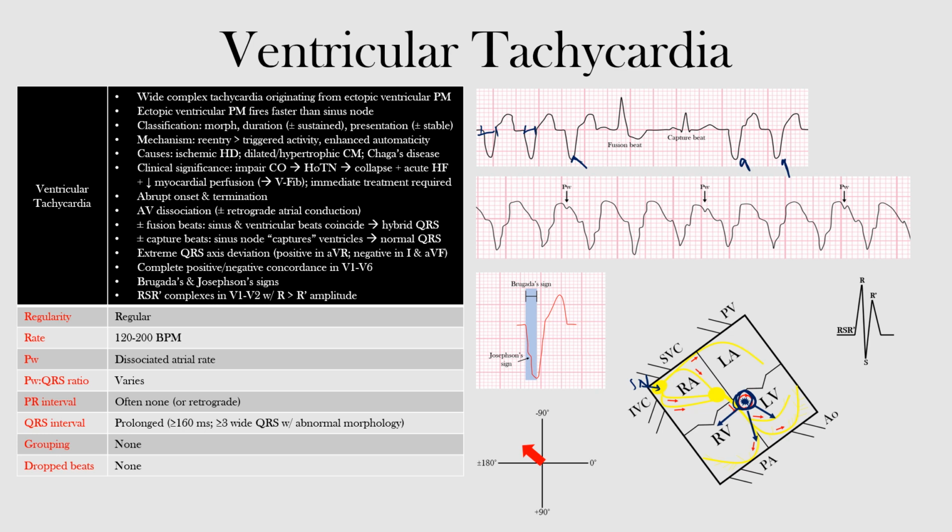Okay, so in terms of mechanism of VTAC, there are 3 main mechanisms. Okay, so we said 3 classifications, now 3 main mechanisms. The first is re-entry, which is the most common mechanism. The second mechanism is triggered activity, which can result from early or late afterdepolarizations, such as in torsades and digoxin toxicity. And the third is abnormal or enhanced automaticity, in which there is an accelerated abnormal impulse that is generated by some region of the ventricular cells.